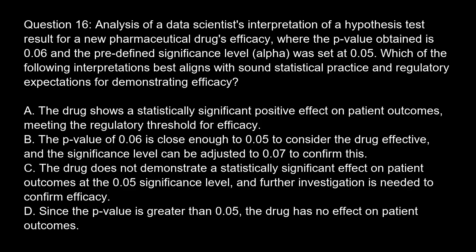Option C. The drug does not demonstrate a statistically significant effect on patient outcomes at the 0.05 significance level, and further investigation is needed to confirm efficacy. Option D. Since the p-value is greater than 0.05, the drug has no effect on patient outcomes.